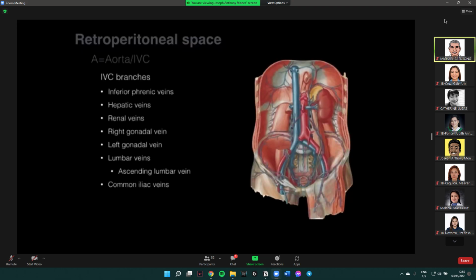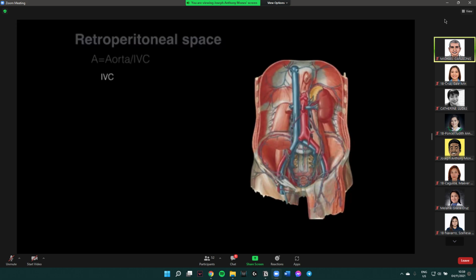All right, now the IVC, or inferior vena cava, and its branches. And so there we've got the IVC, and there's the midline, and the inferior vena cava is just to the right of the midline in anatomical position. And there we've got one of the first branches, called the inferior phrenic vein, which drains the bottom inferior surface of the diaphragm.